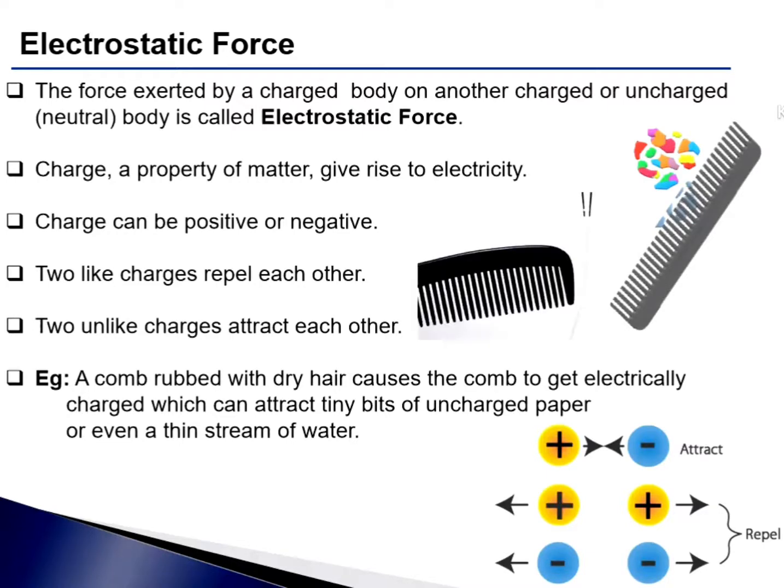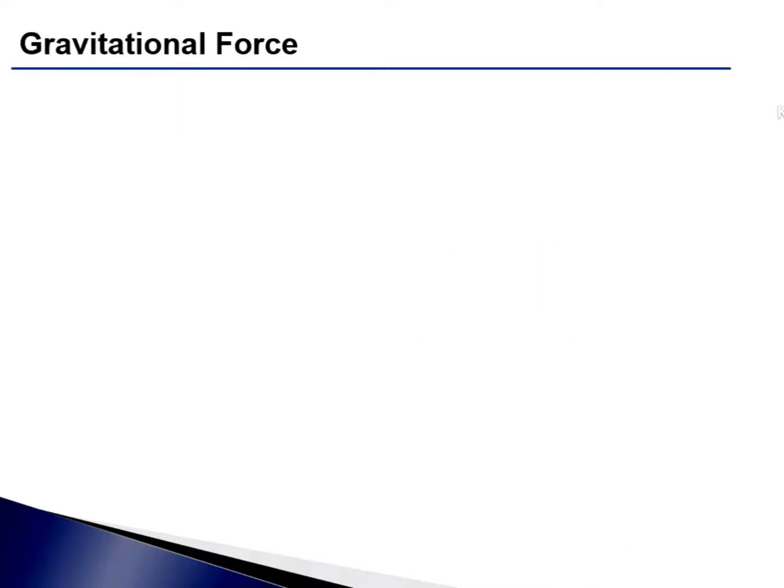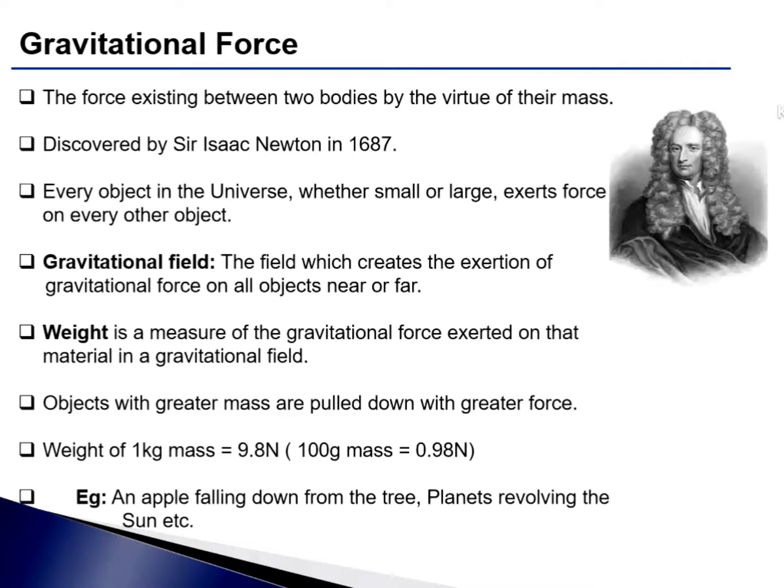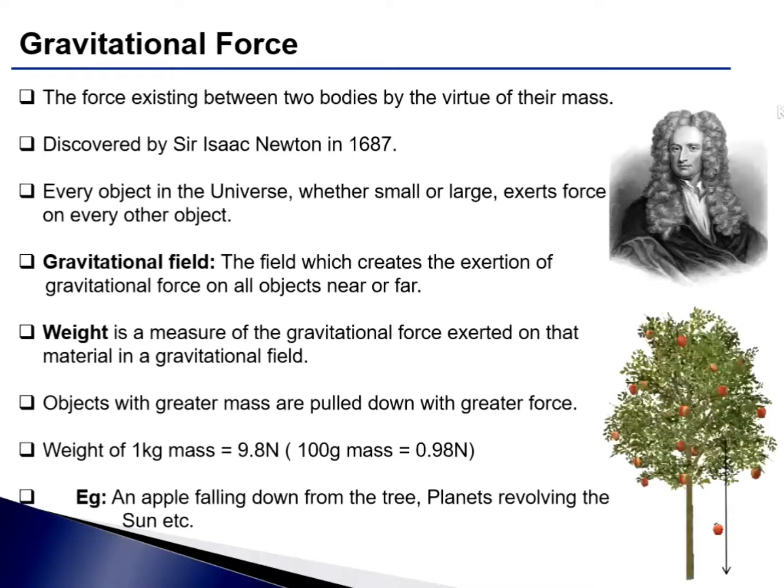For example, when a comb is drawn through dry hair, it accumulates charge and can attract bits of paper or a thin stream of water. Here we will discuss gravitational force, which is the force existing between two bodies by virtue of their mass, or simply the pull exerted by one object on the other. Gravitational force was discovered by Sir Isaac Newton when an apple fell on his head from a tree while he was sitting under it. Every object in the universe experiences a gravitational pull with each other. Weight is the gravitational force acting on a body with mass m by the earth, with a magnitude mg.